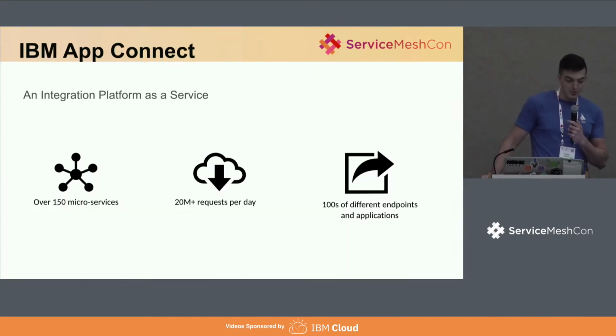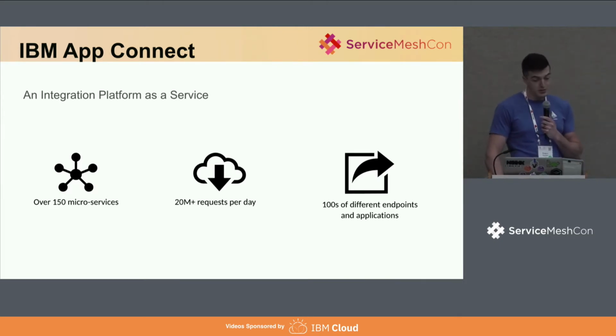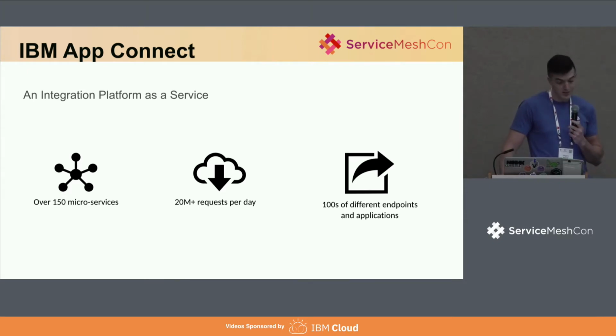So, what is AppConnect? AppConnect is an integration platform as a service that provides support for a range of styles such as events, APIs, and batch processing. The AppConnect service itself is composed of over 150 different microservices, each on a replica set with a minimum of 3 replicas per service. As a result, the AppConnect service handles over 20 million requests per day, ranging from users interacting with the UI, calls from scheduled flows, service-to-service calls within the mesh, and calls to target applications hosted externally, usually software-as-a-service endpoints.